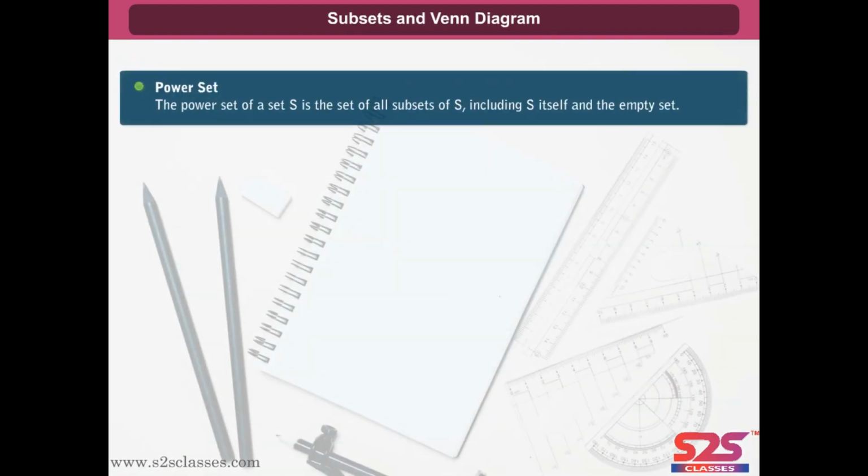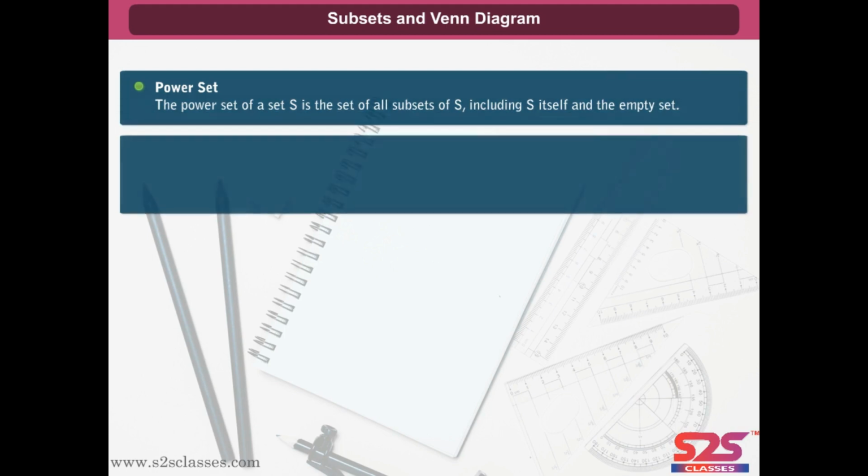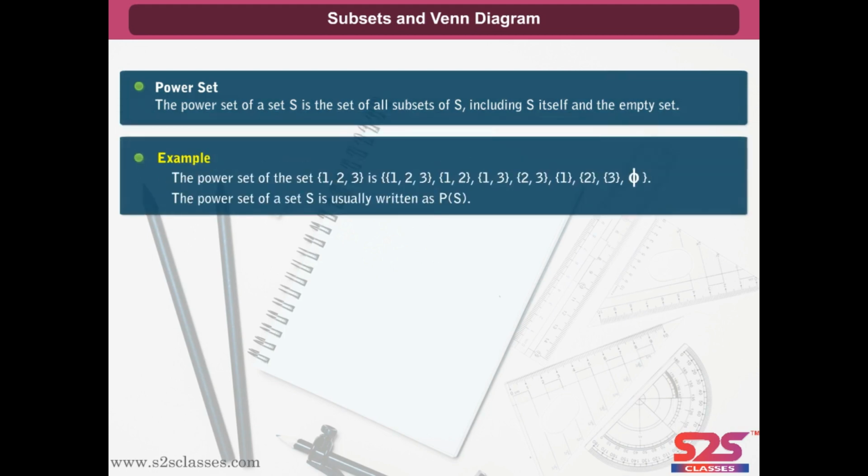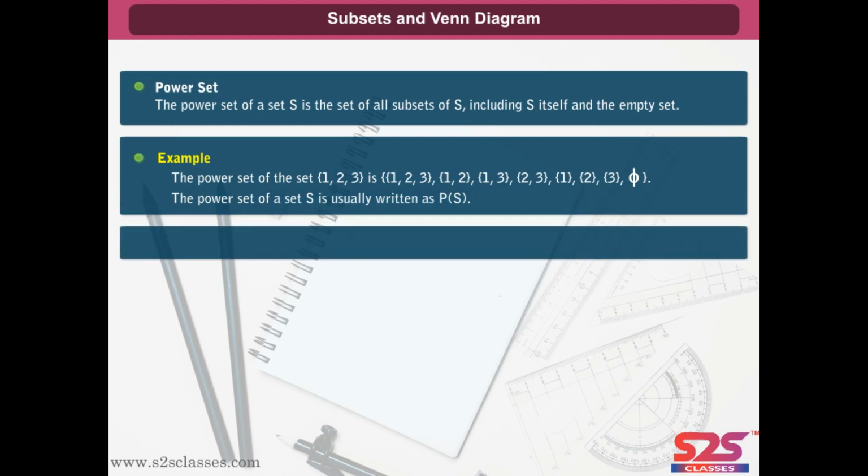Now let's see what a power set is. The power set of a set S is the set of all subsets of S, including S itself and the empty set. For example, the power set of the set {1, 2, 3} is a combination of different subsets of {1, 2, 3}, also including the empty set. The power set of a set S is usually written as P(S). The power set of a finite set with n elements has 2 raised to the power n elements.